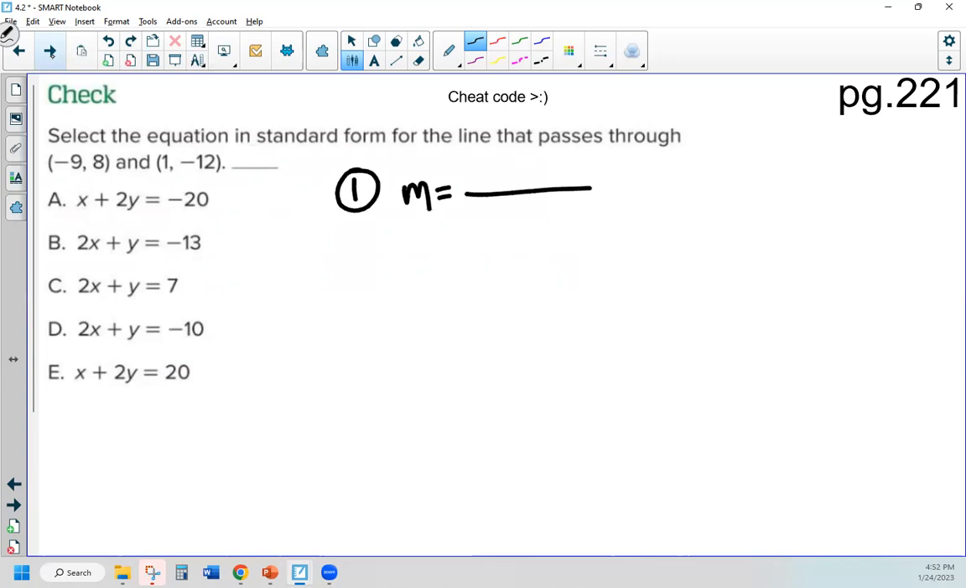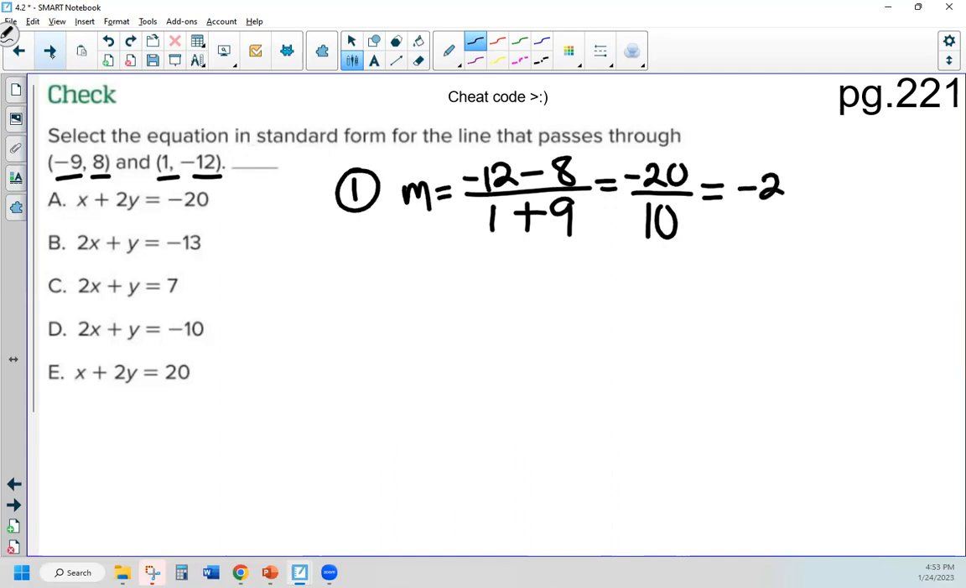The way that we can find slope is by doing y2, so -12. I decided to call that my y2, by the way, and this is my y1, so -12 minus 8, over 1 minus -9. Minus -9 is the same thing as adding. So -12 minus 8, that will give me -20. And 1 plus 9, that will give me 10. So when I divide this, I get -2. That is my slope. M is -2. Okay, that's step number 1.